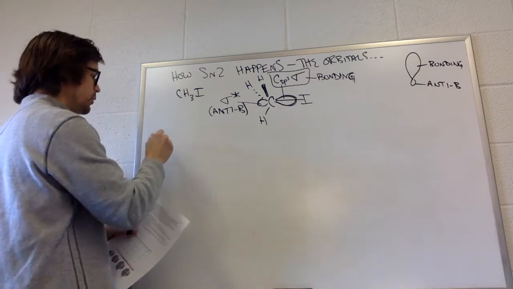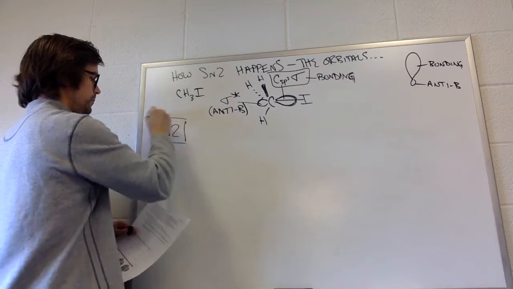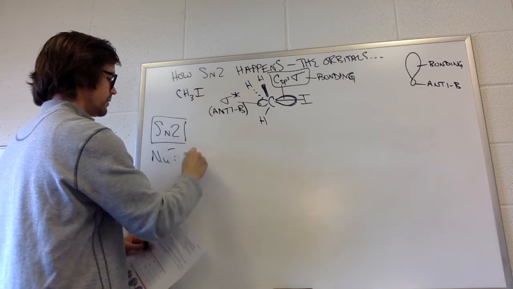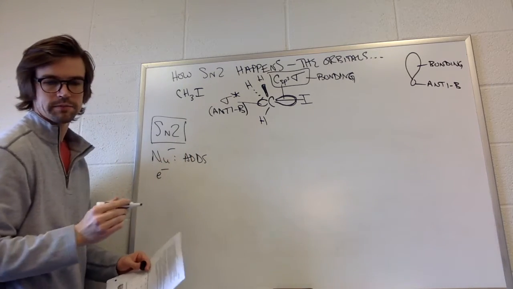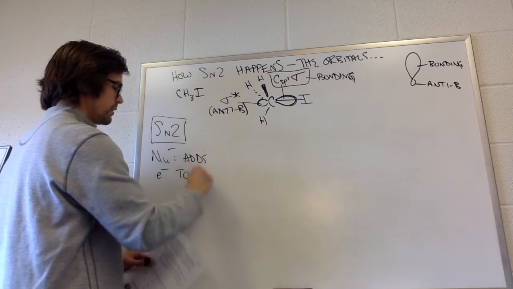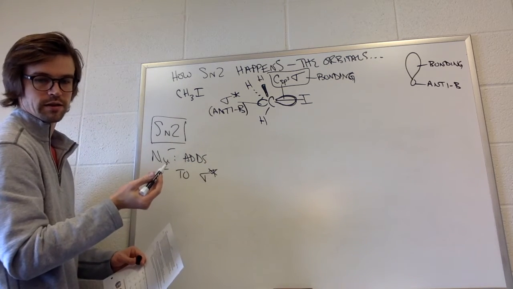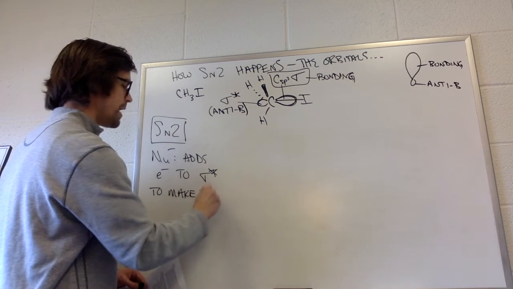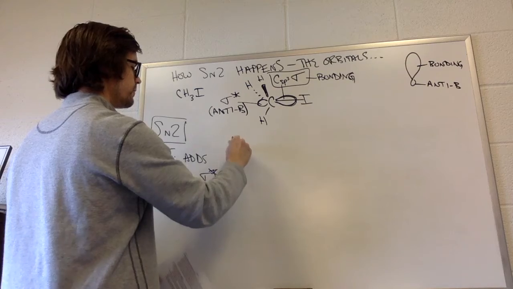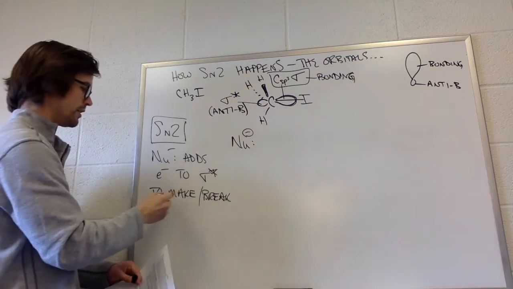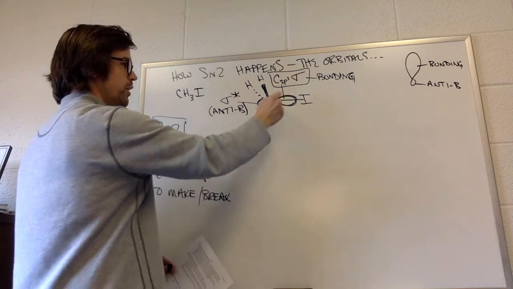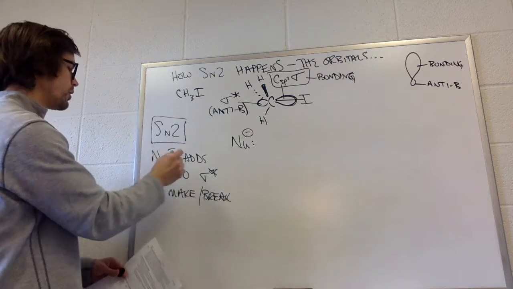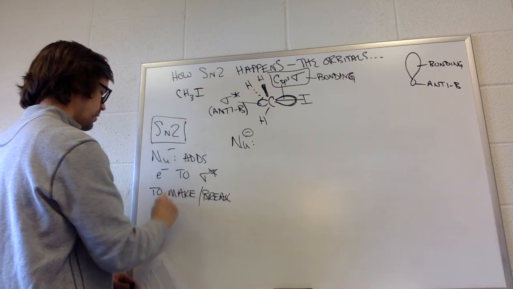So in an SN2 reaction, the nucleophile adds electron density to the sigma star to make and break, because it's making the nucleophile bond, right? So you have the nucleophile here. It's making the nucleophile-carbon bond, and it's breaking the carbon-iodide bond. So it's making and breaking the bond. So the nucleophile adds electron density to the sigma star to break bonds.